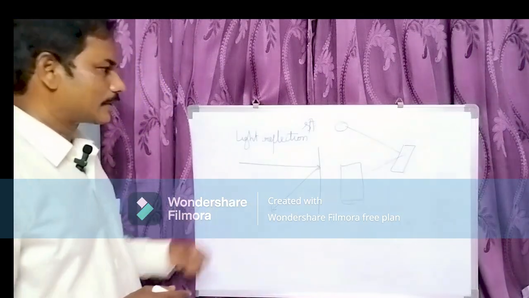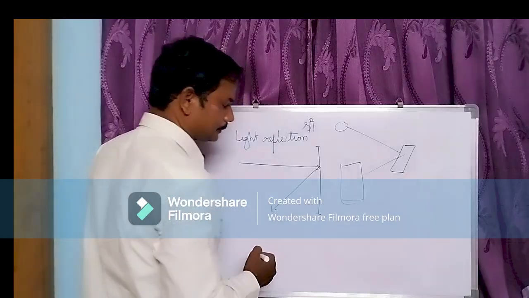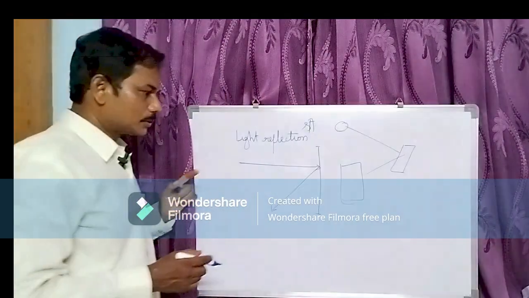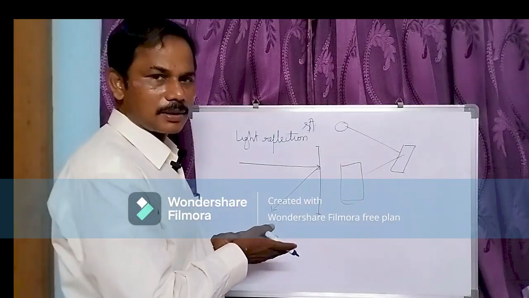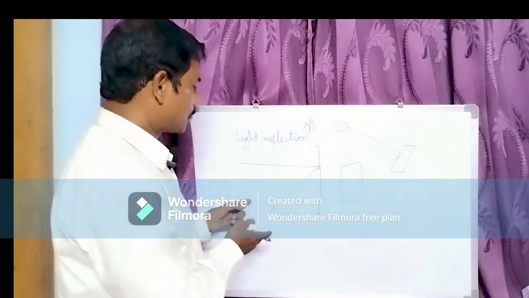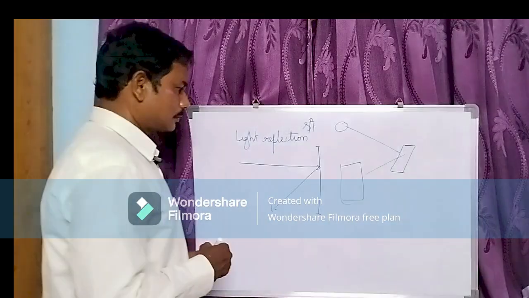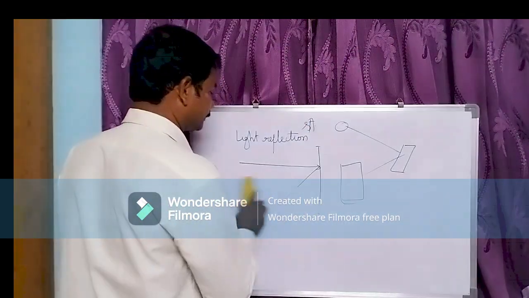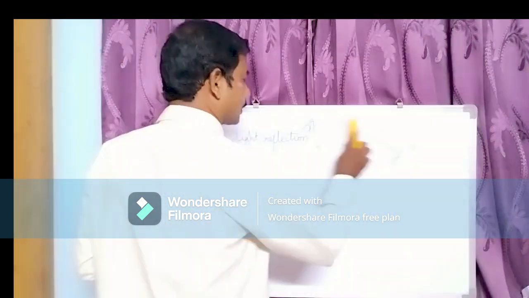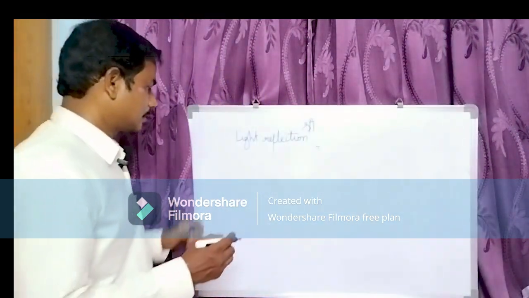So likewise, when light falls on a smooth surface, these light rays will get back to the source or some other direction. This is called reflection. Understood? So here we have some terminology that we have to be familiar with.